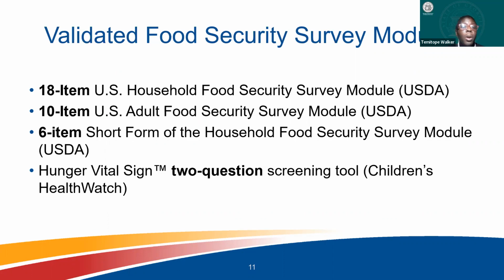These are the 4 modules that are used to assess food security that I will highlight today. The USDA 18-item food survey. You also have the 10-item. We'll talk about the 6-item, the short form, and a variation on that. And then the Children's Health Watch Hunger Vital Sign 2-question screening tool.